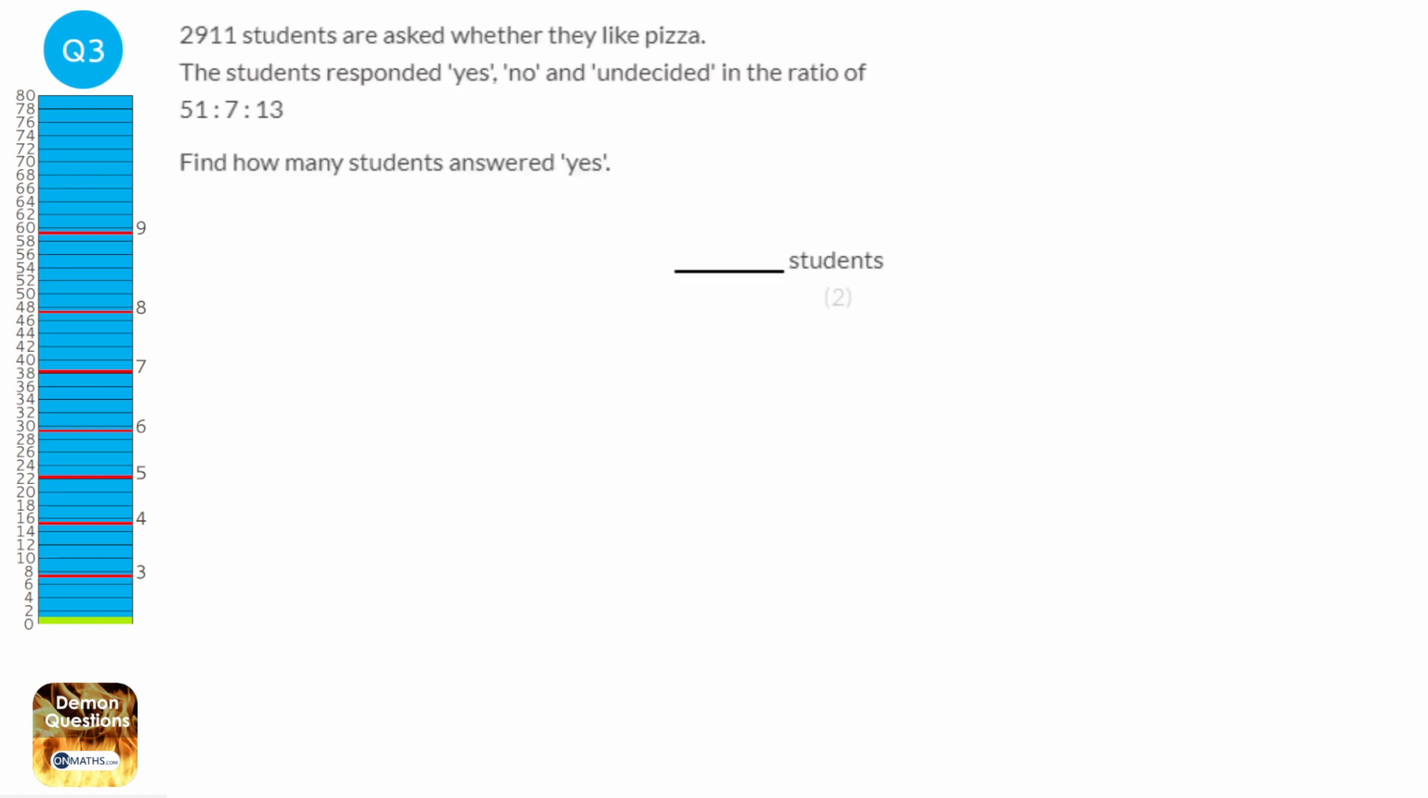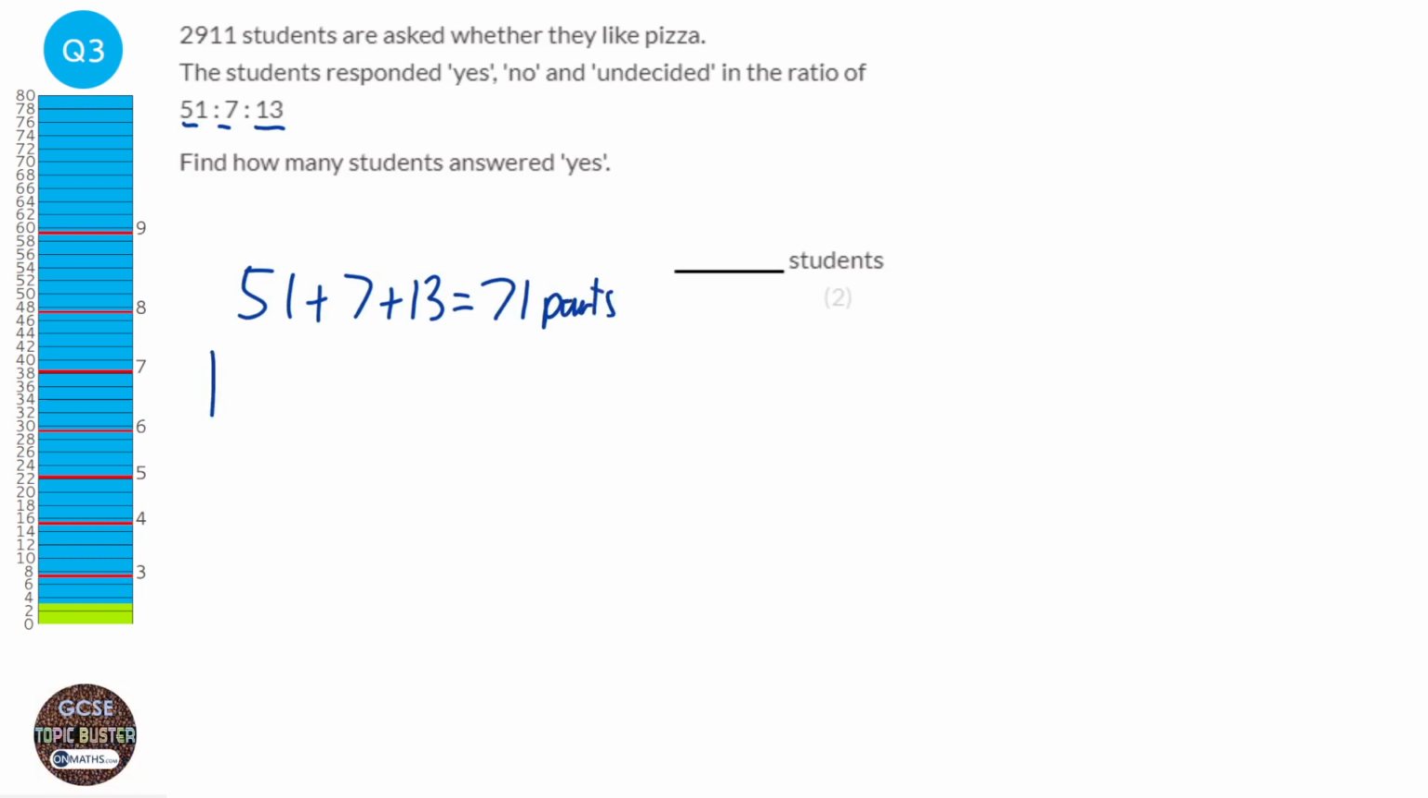We've got first of all work out how many parts there are altogether in our ratio. So we've got 51 saying yes, 7 saying no, and 13 undecided. So altogether, we've got 51 plus 7 plus 13, which is 71 parts. Now each part is equal.